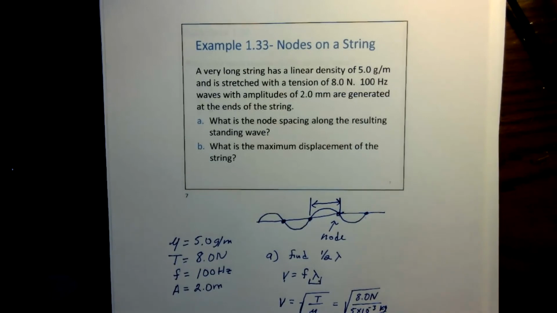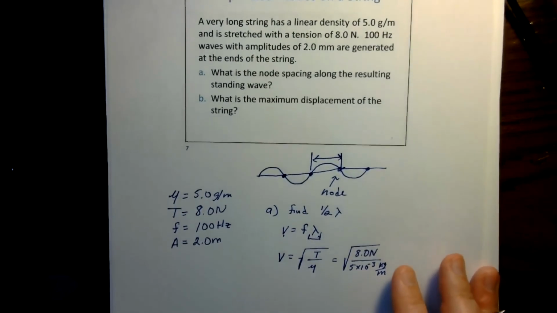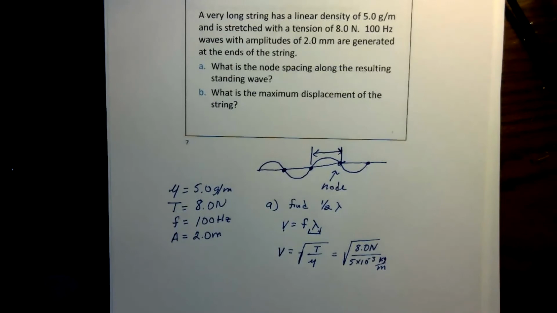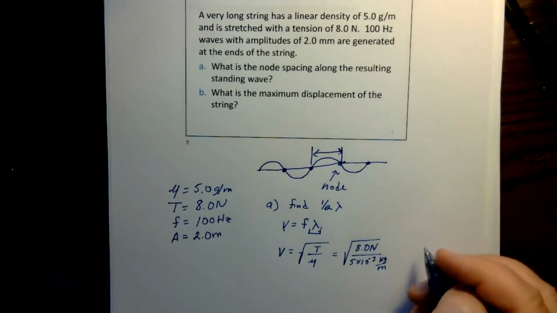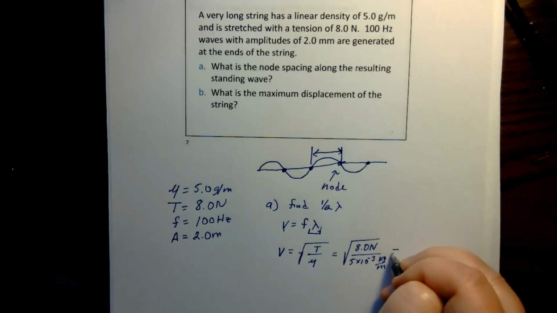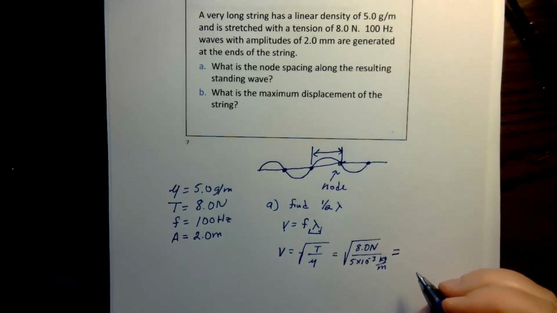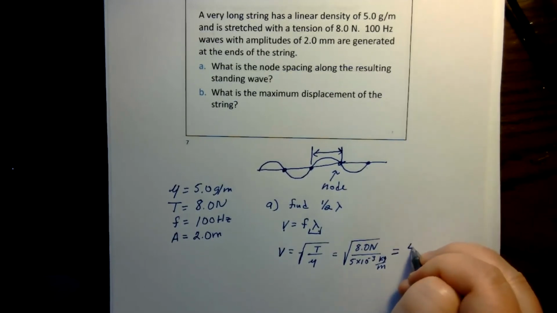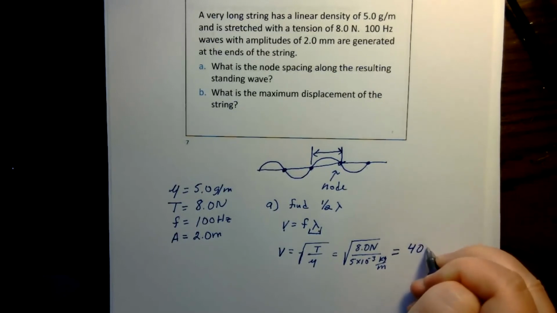Okay, go ahead, take a moment, pause the video again, and do that calculation. When you're done, if you're working with a buddy, compare your answers. If you're not working with a buddy, then continue on after you have your answer. Hopefully you will get 40 meters per second.